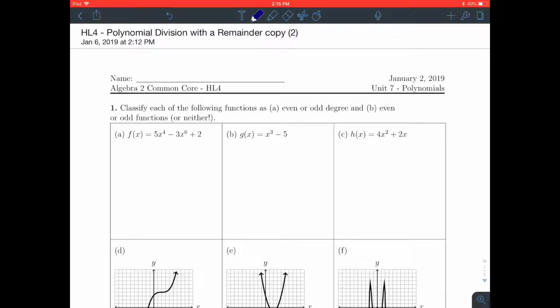Hey guys, in this video we're going to be doing the answer key for homework number 4. So we need to classify each of these polynomials as even degree, odd degree, even function, odd function.